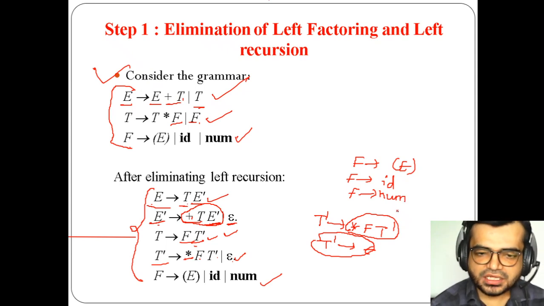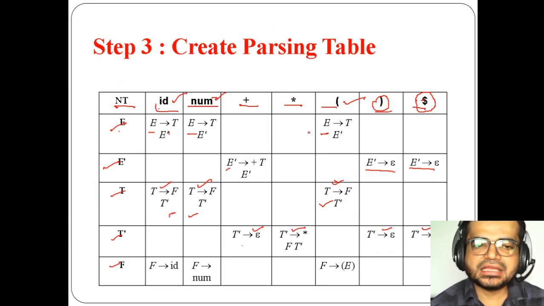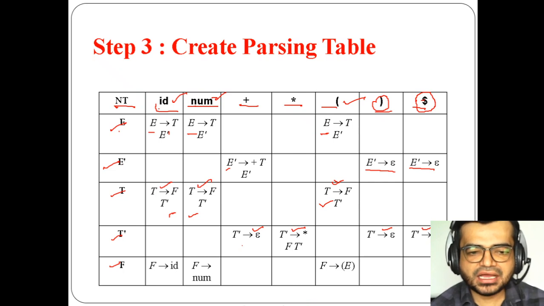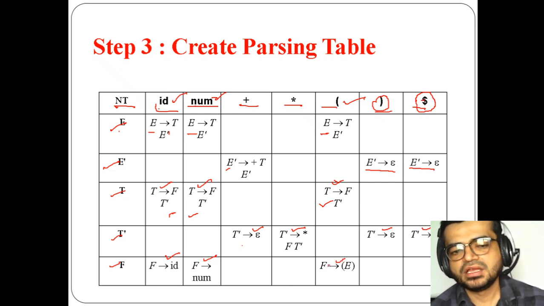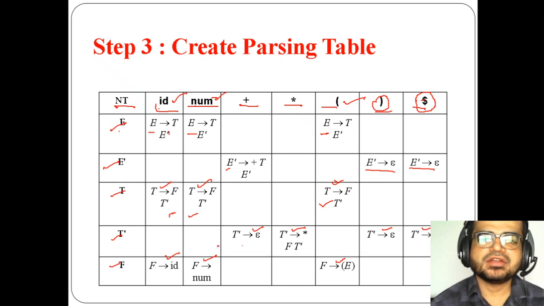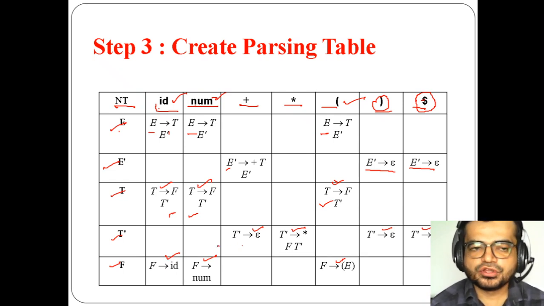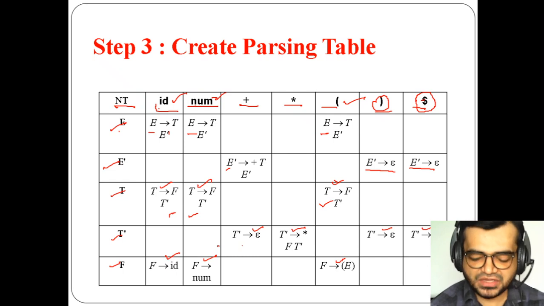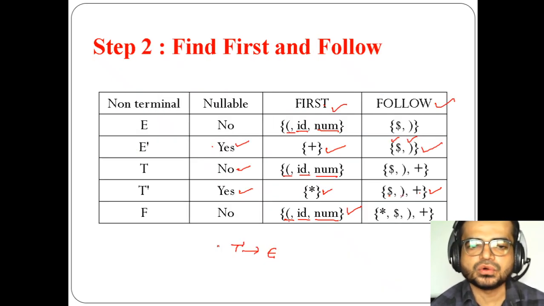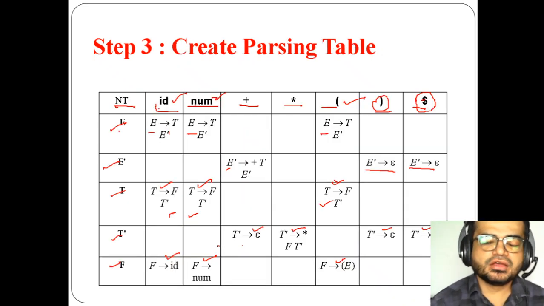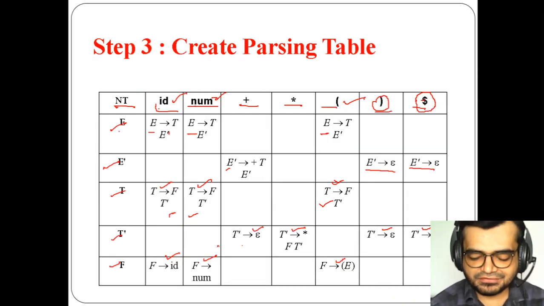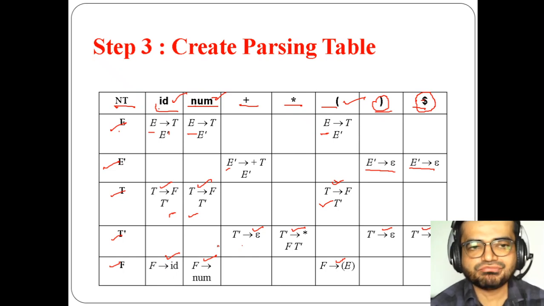So now for ID, which do I have to take? I have to take this production, F of ID. For number I have to take F of number, and for opening bracket I have to take F of E. So in this way I am creating a parsing table. This is how a parsing table is created with the help of first and follow and the given set of productions. So based on that we have created the parsing table. This is your step 3.